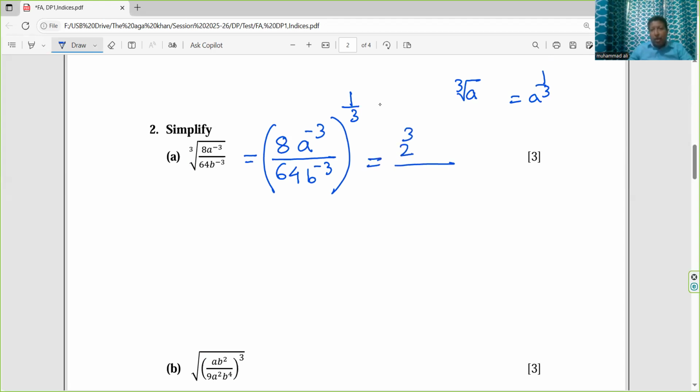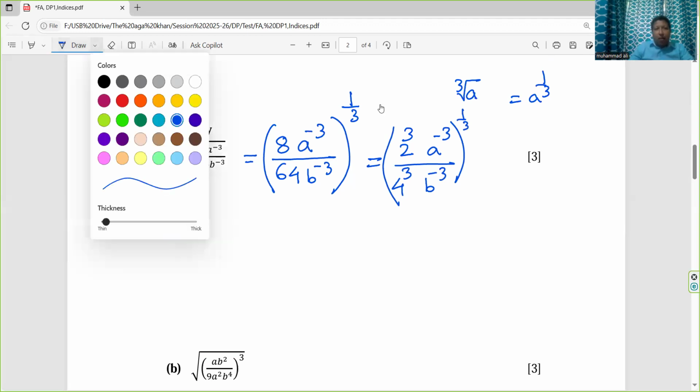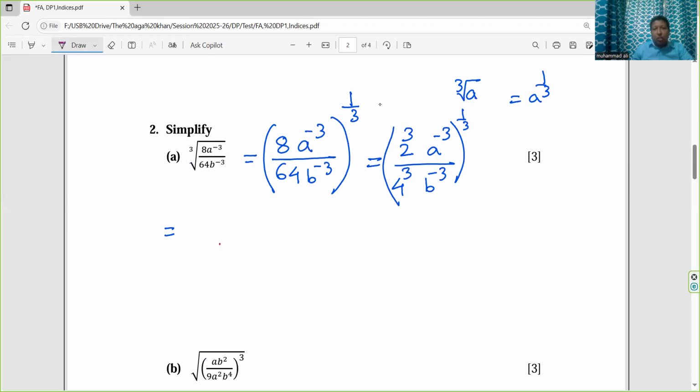So we can write 8 as an index number, 2 to the power 3, a to the power minus 3. 64 we can write as the index number 4 to the power 3, b to the power minus 3. Now the upper side is the power 1 by 3. So if we remove the bracket, this power will multiply each of these powers.